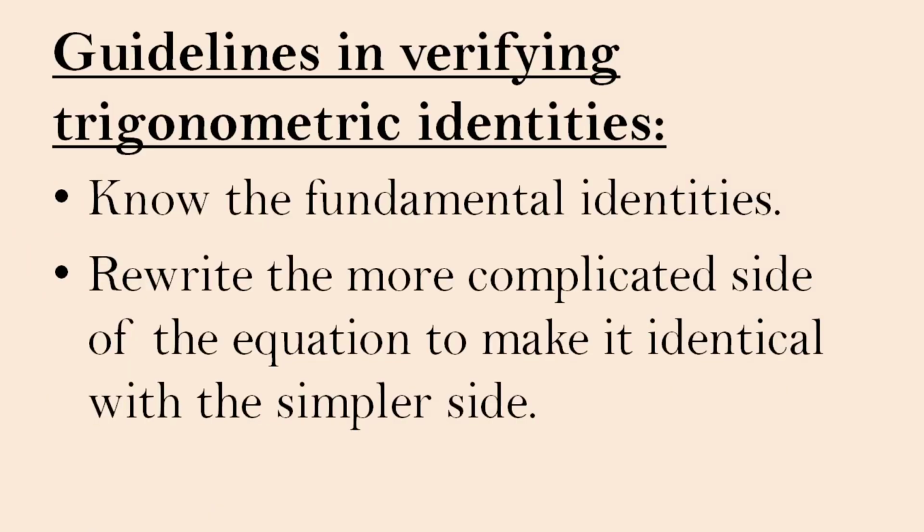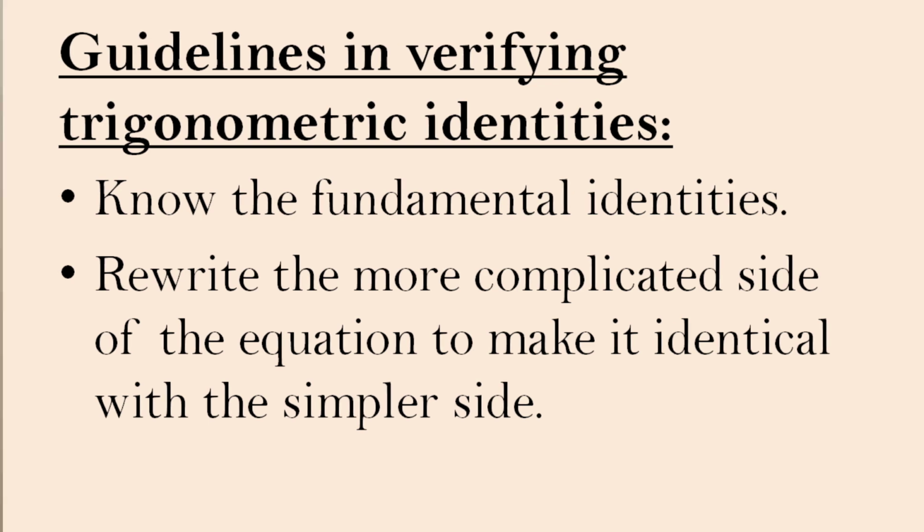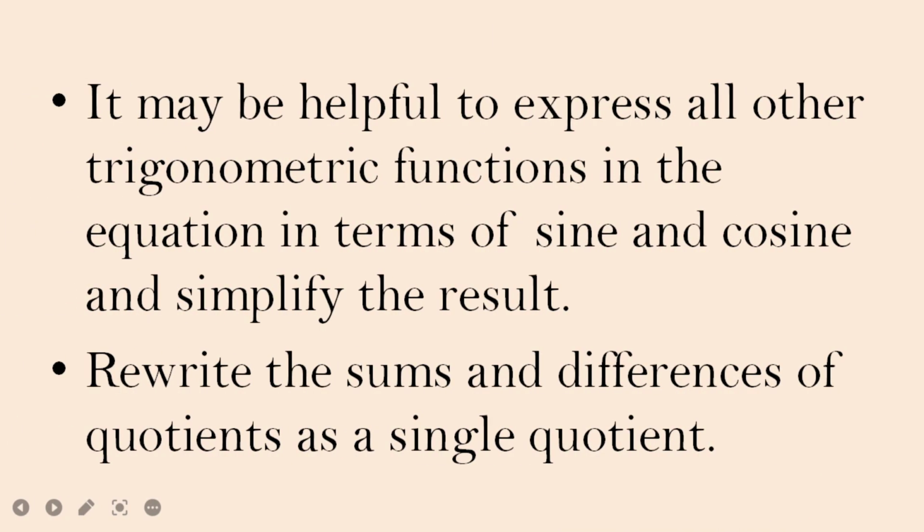So next is the guidelines in verifying trigonometric identities. So first is to know the fundamental identities. Second is rewrite the more complicated side of the equation to make it identical with the simpler side. Next is it may be helpful to express all other trigonometric functions in the equation in terms of sine and cosine and simplify the result.